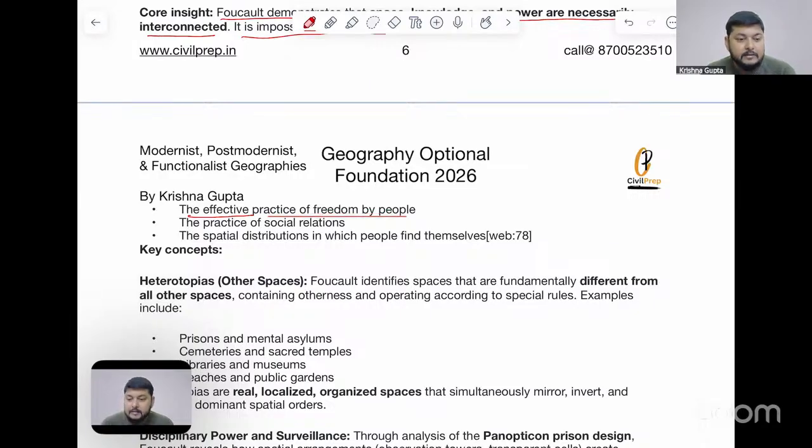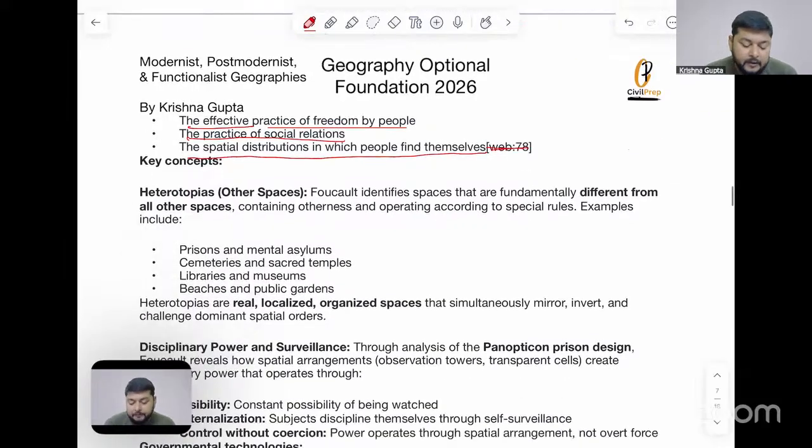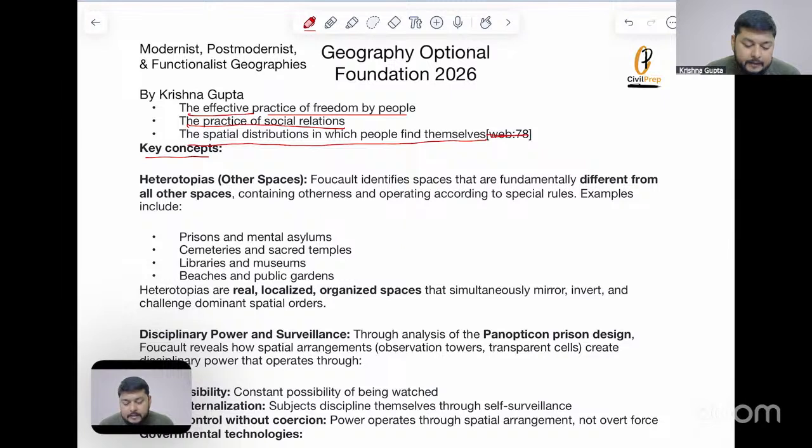Okay, this is also missing here. The practice of social relations, missing. The spatial distribution in which people find themselves. Okay, so this is an important part here. Now, key components we will see here. The heterotopias, that is, other spaces. Foucault identifies spaces that are fundamentally different from all other spaces, containing otherness. Okay, we have seen place and placelessness.